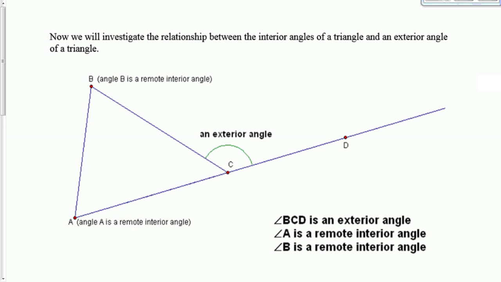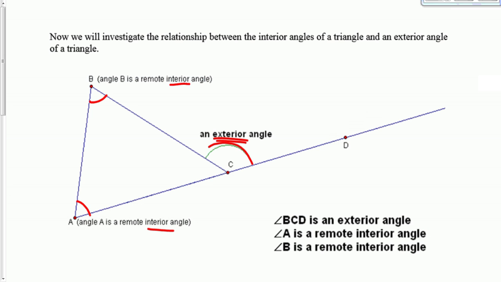So now we know that all 3 of the interior angles add up to 180 degrees. We are also going to talk about a relationship between 2 of the inside angles and an outside angle. All right, so let's take a look here. We're talking about 3 different angles. Angle B, which is called a remote interior angle. I'll explain what that means in 1 second. Angle A, which is a remote interior angle. And then over here we have an exterior angle. Remember, exterior means outside, interior means inside.